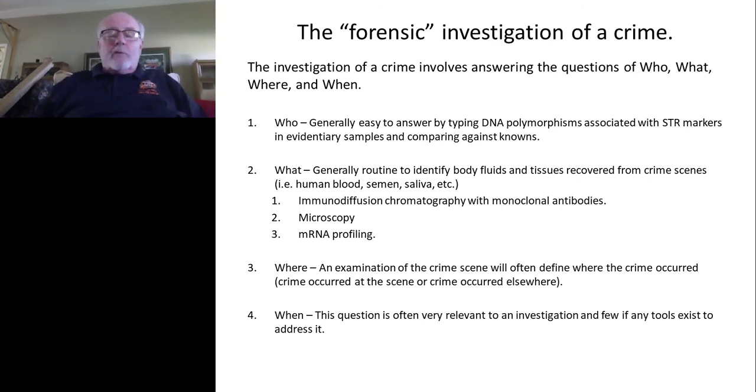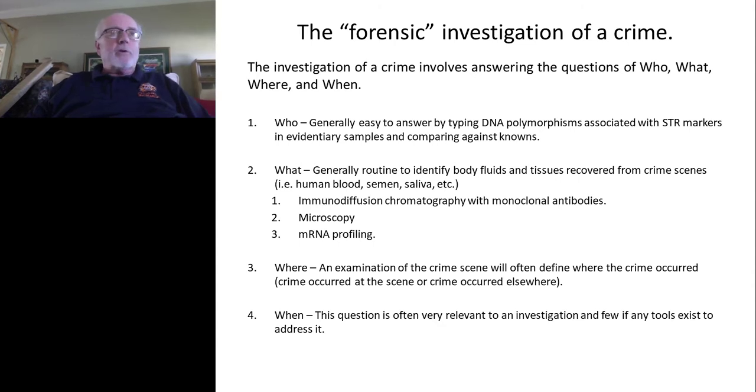The investigation of a crime by a forensic scientist usually involves providing answers to four basic questions that allow for the reconstruction of a crime and the events that transpired leading to a crime. Ultimately, the four questions are who, what, where, and when. And if you can answer these four questions, you can often identify the perpetrator of a crime and subject them to prosecution, thereby maintaining public safety.